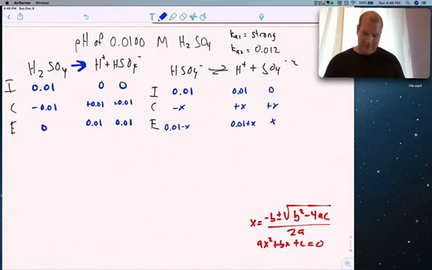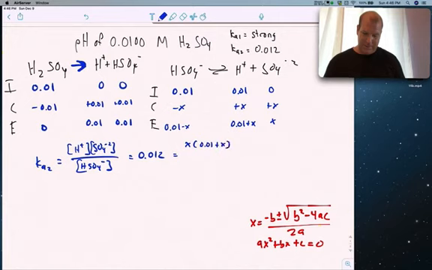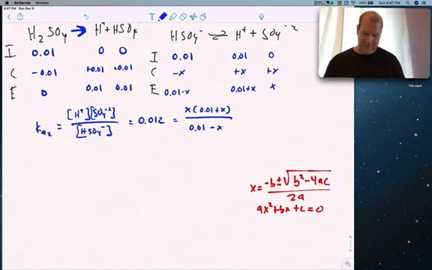So that means our Ka2 is equal to H plus times SO4 2 minus all over HSO4 minus, like this. This equals 0.012 equals x times 0.01 plus x all over 0.01 minus x. And guess what? We can't disregard x, unfortunately. So we have to solve it with the quadratic formula. So let's go ahead and do some math.